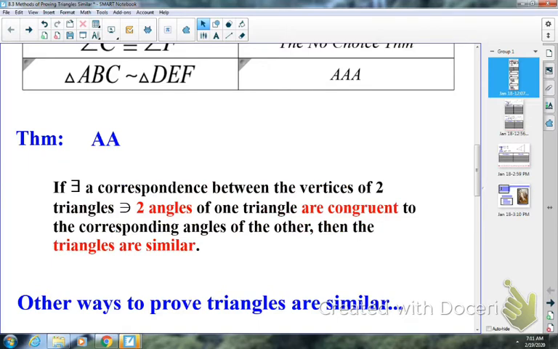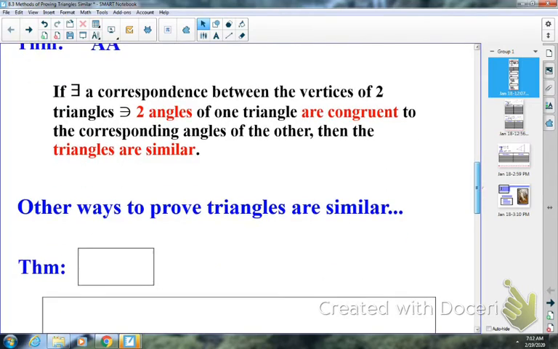So angle, angle works just because of the fact that if you know two pairs are congruent, that third pair has to be congruent. So angle, angle states, if there exists a correspondence between the vertices of two triangles such that two angles of one triangle are congruent to the corresponding angles of the other, then the triangles are similar. So I'm just stating now that angle, angle is enough. AAA works, but if you just want to do angle, angle, that is good enough because the third pair would have to be congruent.